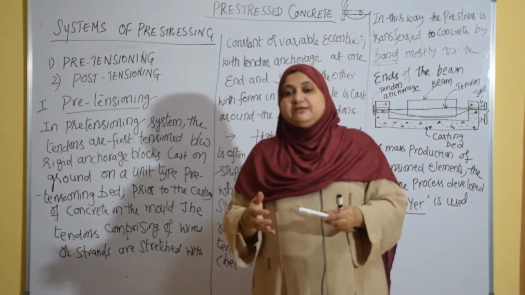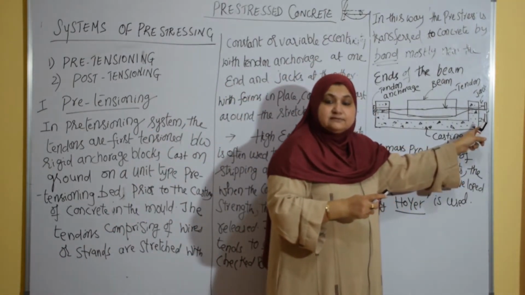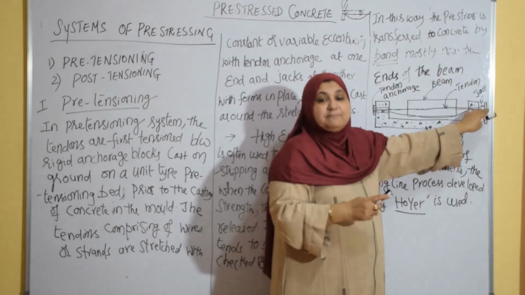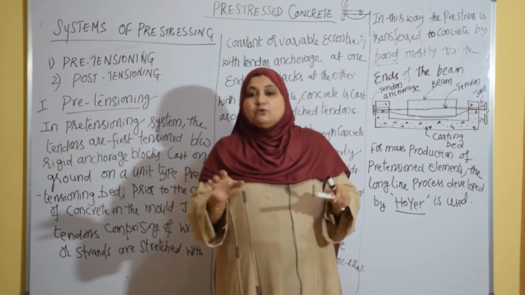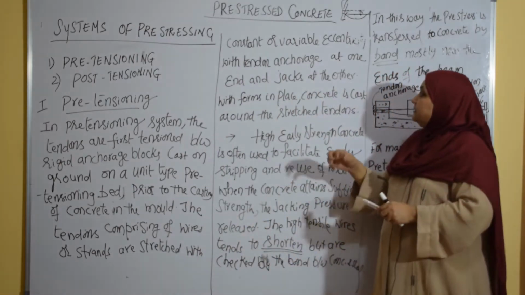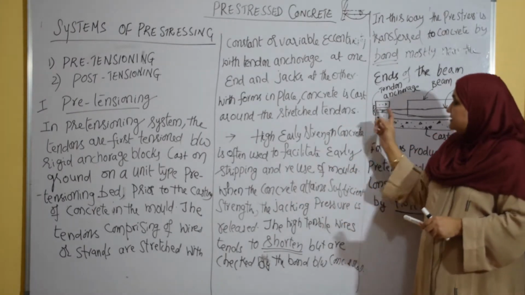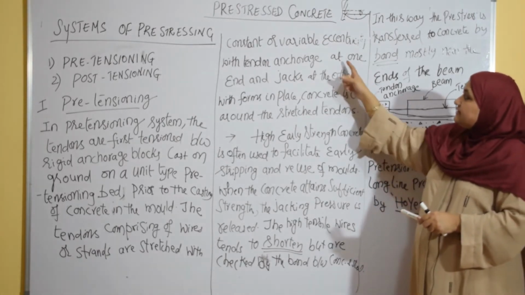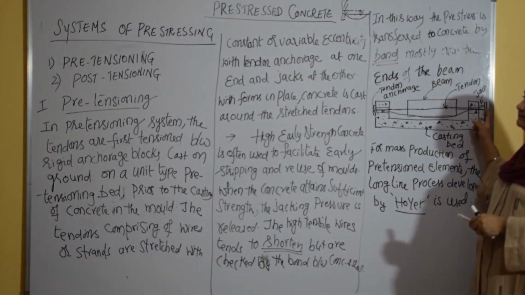But in pre-tensioning, the cable will be anchored in between these two anchorages. It will be tensioned, or given pre-stress, by the hydraulic jack. Then concreting will be placed. So this is, in short, the story of pre-tensioning. Coming back, these wires or strands are fixed to the tendon anchorage at one end, and at the other end they are fixed to the jack.